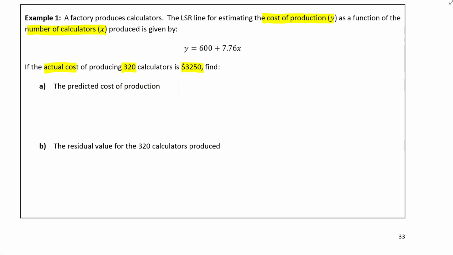Okay, let's pause here for a moment and just get our bearings. First things first, they're telling us that we're producing 320 calculators. We know, based on up here, the number of calculators produced is our x value. So this right here is our x value. They've also told us that the actual cost of producing 320 calculators is 3,250. So this right here is our actual y value. So I'm going to write this as y actual. It's our actual y value.